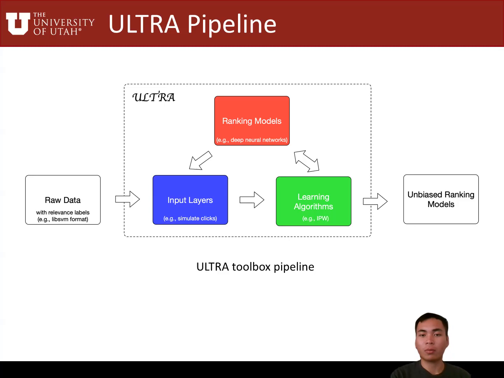If the learning algorithm is an online learning algorithm, the ranking model will present its rank list to the input layer, so the input layer can simulate the user click based on the ranking model's rank list, and use that to continue improving the model training. And once the model converges, we will have an unbiased ranking model.